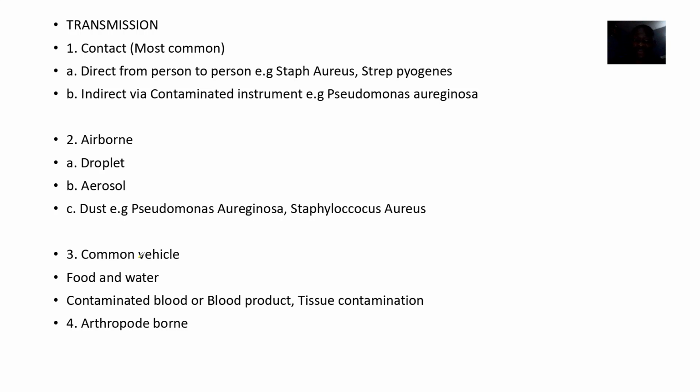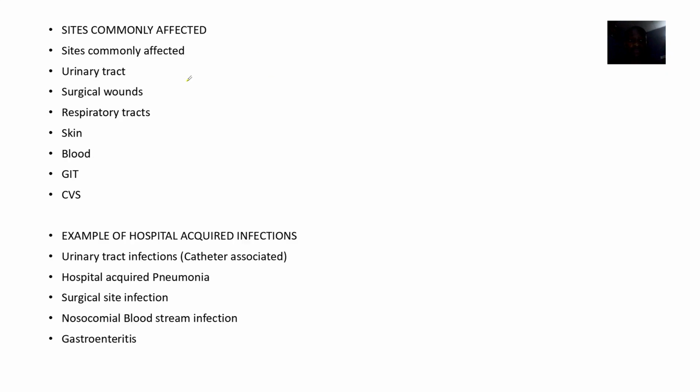Transmission can be by contact, airborne, common vehicle like food and water, contaminated blood or blood product, tissue contamination, arthropod borne. Okay, so sites commonly infected are the urinary tract, when somebody's using catheters, surgical wounds, respiratory tract, skin, blood, gastrointestinal tract, cardiovascular system. So examples of hospital-acquired infection are urinary tract infections, catheter-associated, hospital-acquired pneumonia, surgical site infections, nosocomial bloodstream infections, then gastroenteritis.